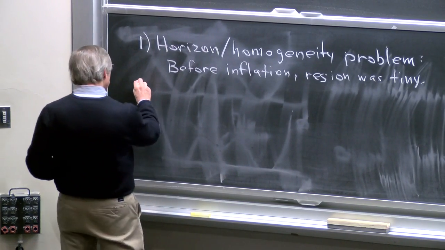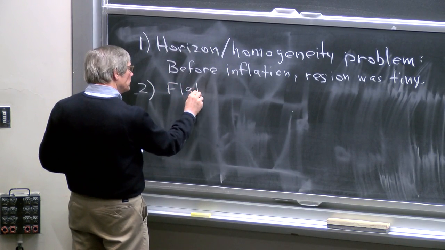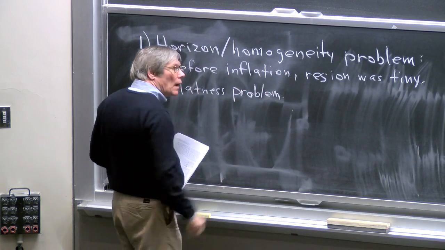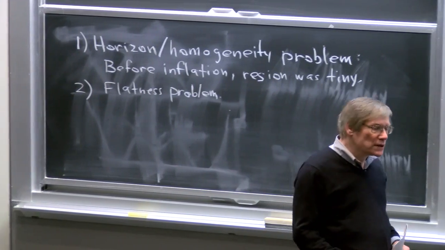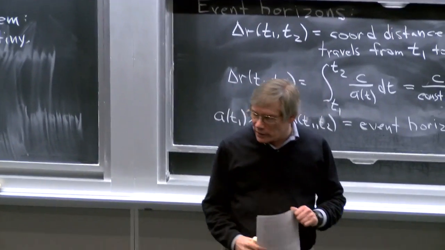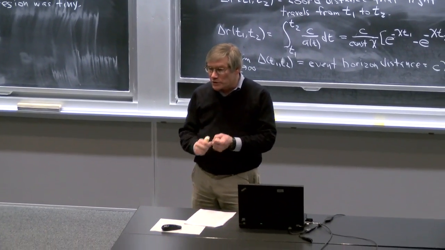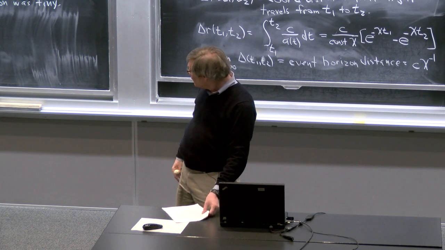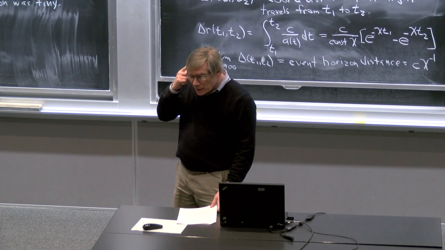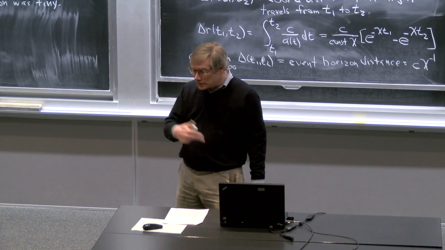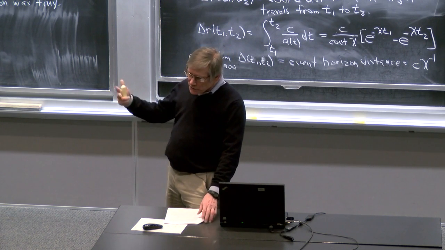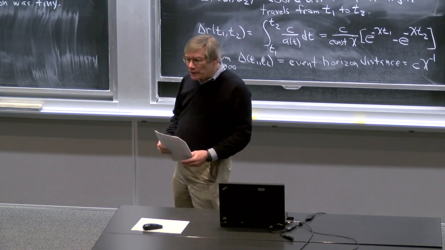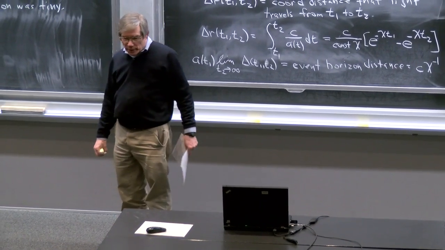Second on our list was the flatness problem. And the basis of that problem was the calculation that we did about how omega minus 1 evolves in time. And we discovered that omega minus 1 always grows in magnitude during conventional evolution of the universe. And that therefore, for omega minus 1 to be small today, it has to be amazingly small in the early universe, as small as 10 to the minus 18 at 1 second after the Big Bang to be consistent with present measurements of omega minus 1.